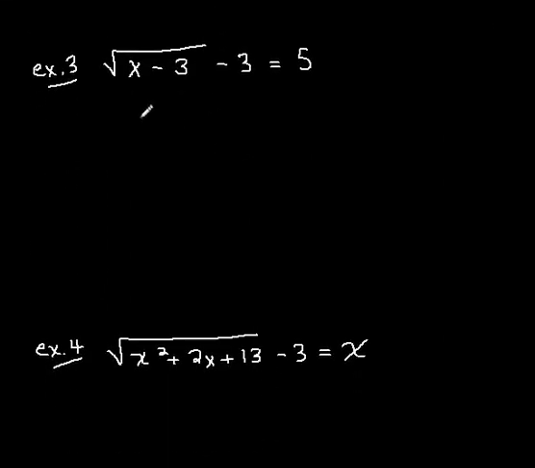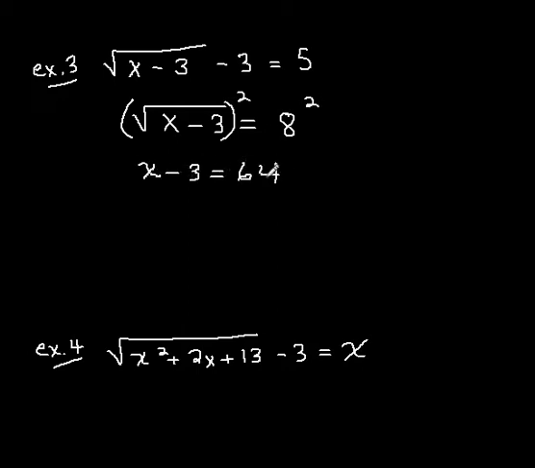Okay, one more. Well, more than one, but we're going to get the square root of x minus 3. If I add 3 to both sides, we're going to get 8. Square both sides. And we get x minus 3 equals 64. Add 3 to both sides, we get x equals 67. And then we should check it. 67 minus 3 is 64, so it would give us 8. 8 minus 3 is 5.